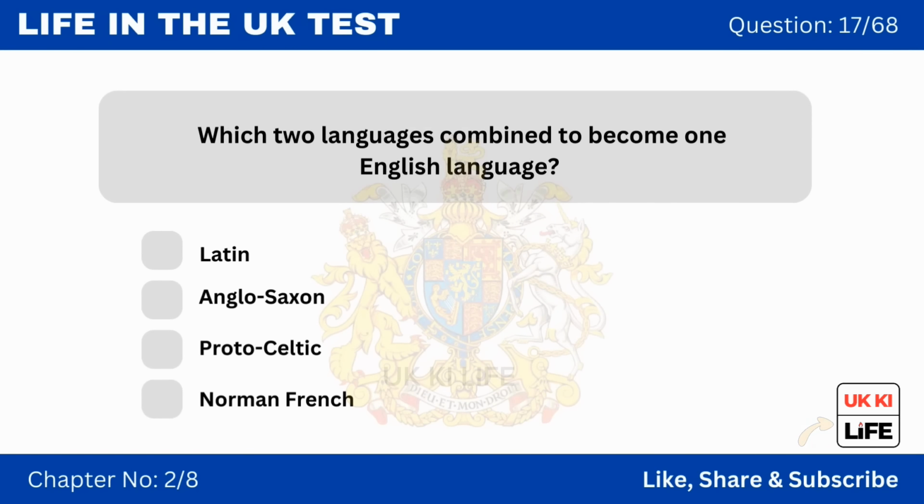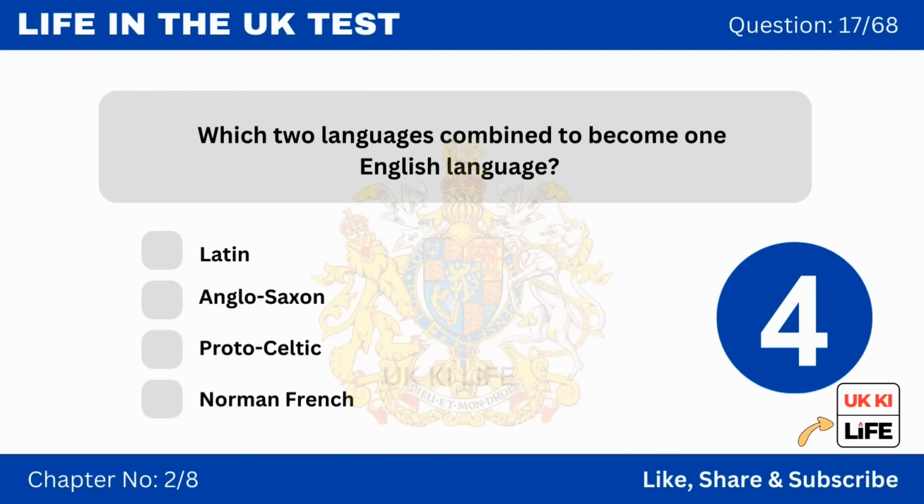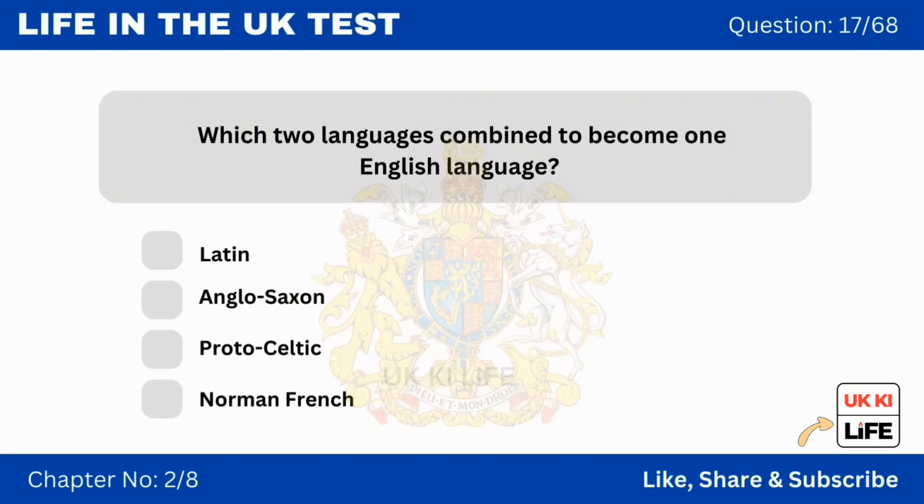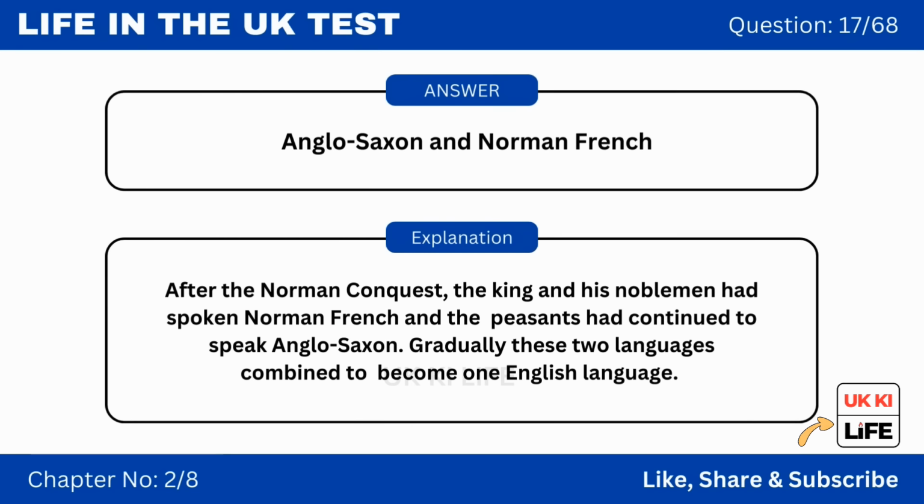Question 17. Which two languages combine to become one English language? Latin, Anglo-Saxon, Proto-Celtic, Norman French. The correct option is B and D. Explanation. After the Norman conquest, the king and his noblemen had spoken Norman French and the peasants had continued to speak Anglo-Saxon. Gradually these two languages combined to become one English language.